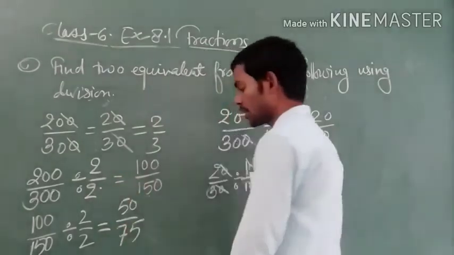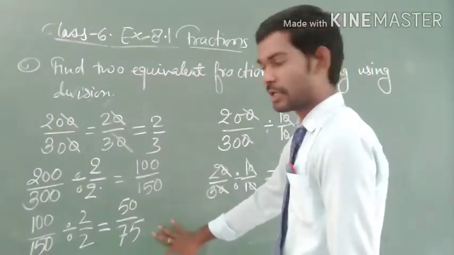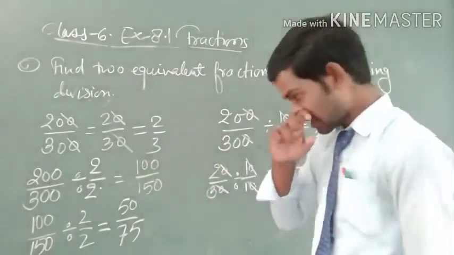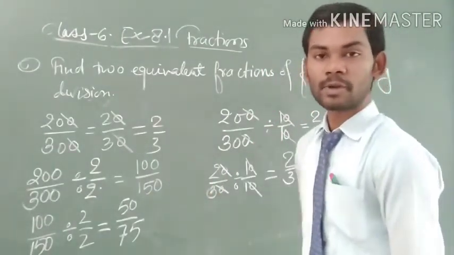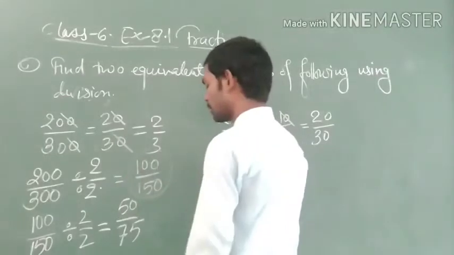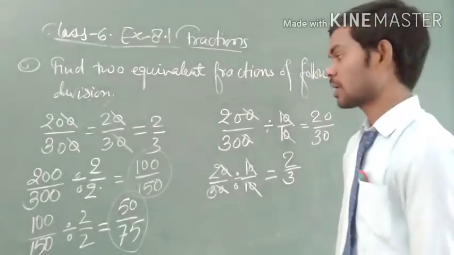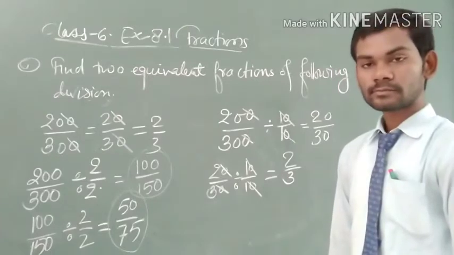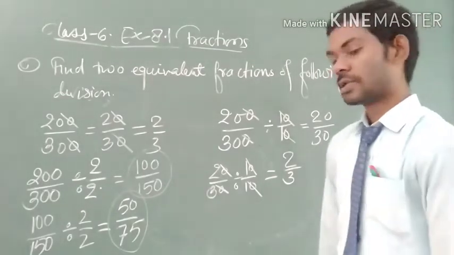Now here we can see that the denominator possesses 5 at the unit place and the numerator possesses 0 at the unit place. Both have different digits on the unit place. That is why 50 upon 75 is not divisible by 2 further. So here we can say that 100 upon 150 and 50 upon 75 are the equivalent fractions of 200 upon 300. I hope that is clear to all. Now let us see the next question.